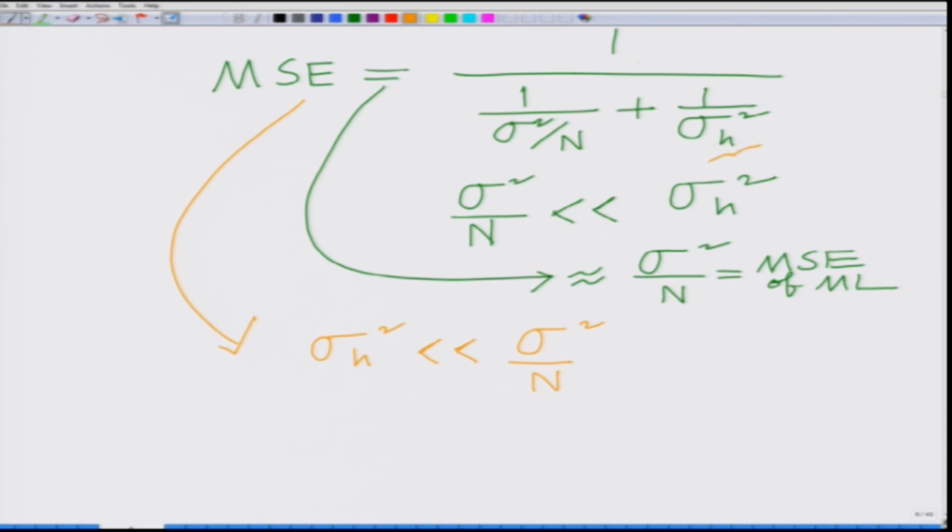So, MSE is approximately simply equal to 1 over sigma h square, which is equal to sigma h square. And this is also intuitive, because what this means is basically the ML variance is much smaller and the prior variance is larger. It means that the ML estimate is very accurate.